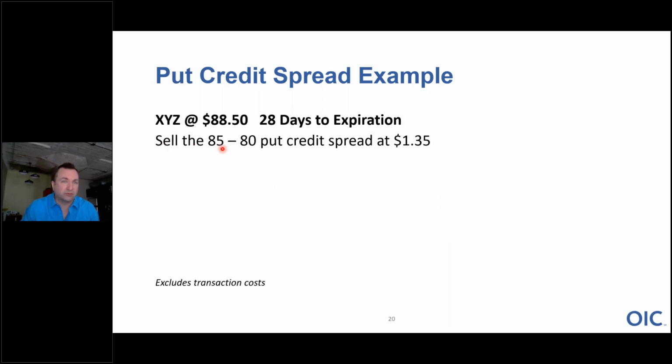Same as I did before, we have the 85-80 put spread, sold it for $1.35. Max gain, max risk, break-even point. What are those three numbers? Max gain, max risk, break-even point. Think about it for a few seconds, and then I'll throw the answers up on the screen.